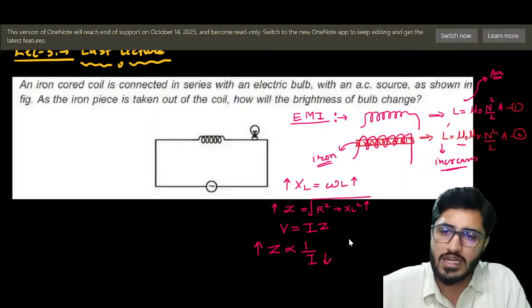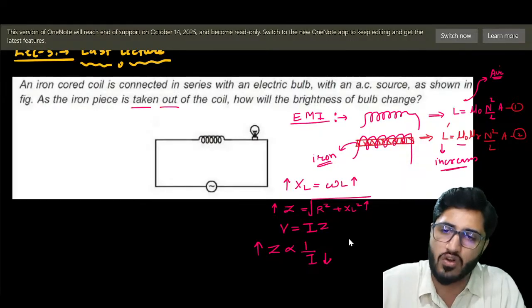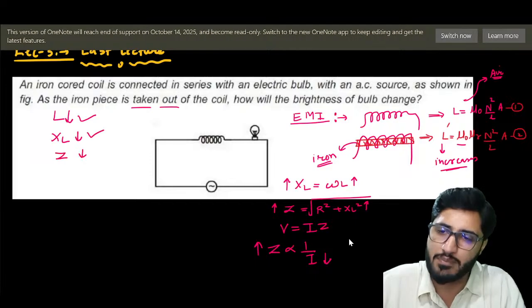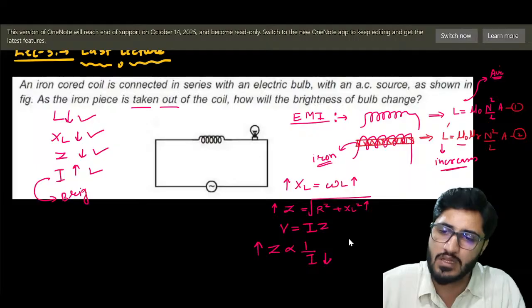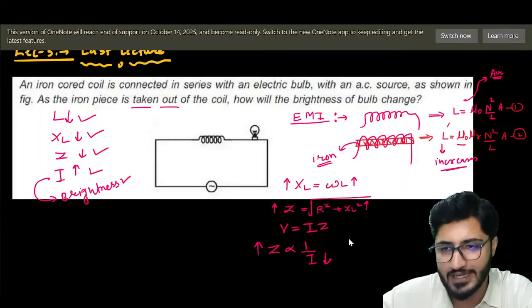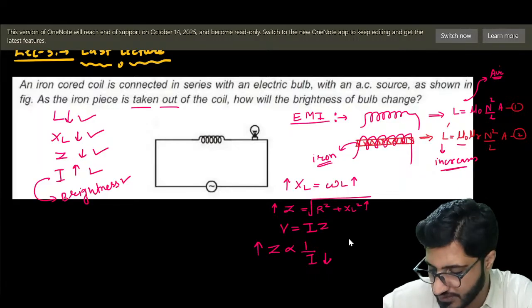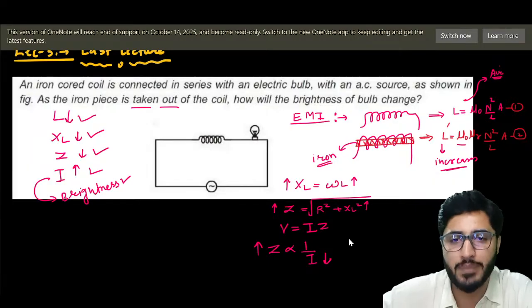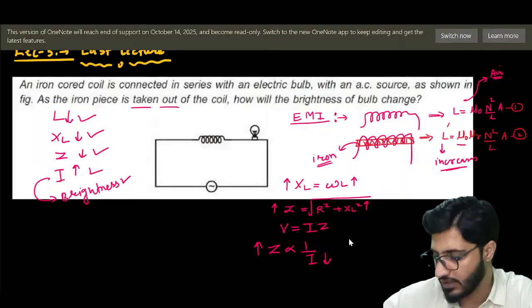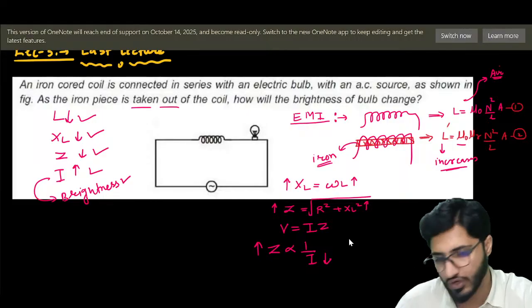But here it states that we have the iron rod and then we take out the iron rod. That simply indicates my L decreases. If L decreases, XL decreases. If XL decreases, my Z decreases. If my Z decreases, that means my current will increase. If current increases, my brightness will increase. So from this first numerical, we concluded that the brightness of the bulb will increase if we take out the iron rod.